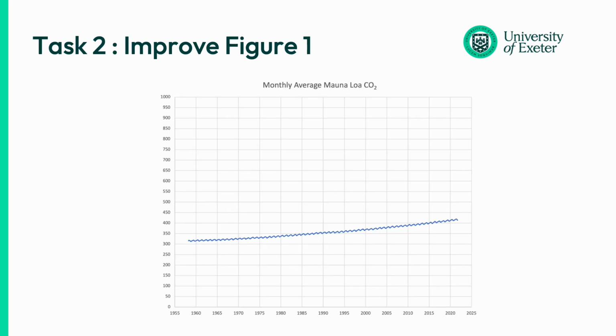Okay, so we are now moving on to task 2. Here we have a figure showing monthly average atmospheric carbon dioxide concentrations as measured in the Mauna Loa Observatory in Hawaii. What we'd like you to do is to spend some time critiquing this figure and write down 3 ideas for how this figure could be improved. So if you'd like to pause the video, complete the task in your journal, and then we'll move on and look at how this figure can be improved.